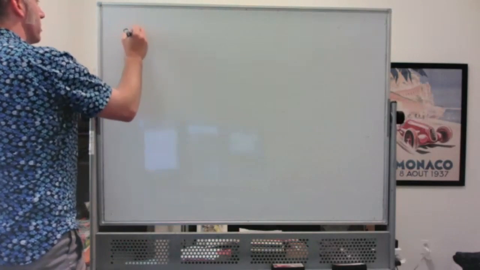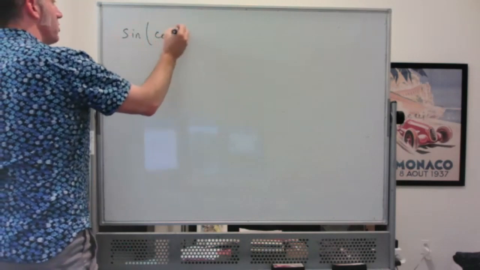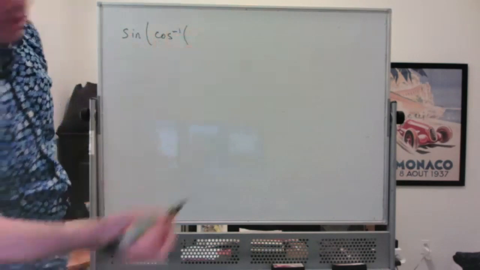So let's say we wanted to do, sure, let's look at this one. Let's look at a nicer example, actually. Let's do sine of inverse cosine of -4/5.